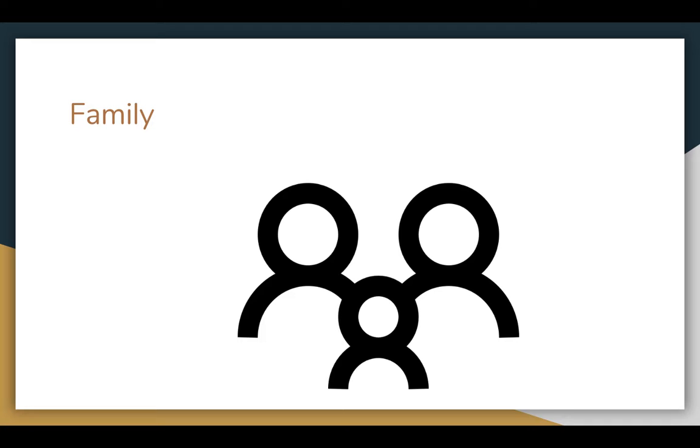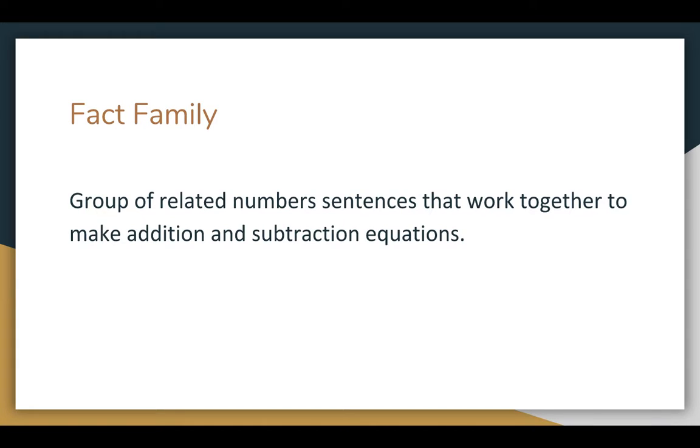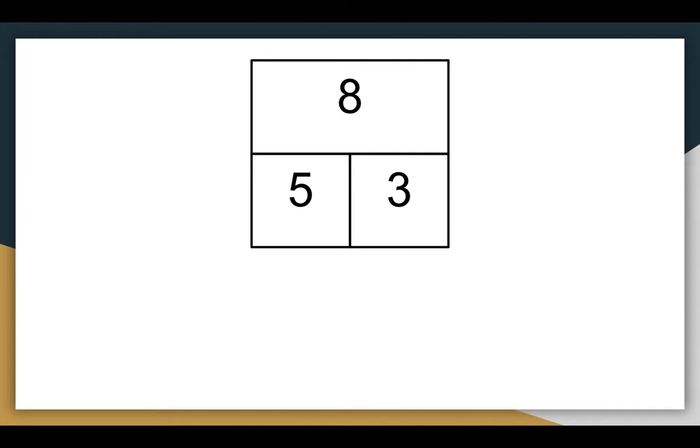So a fact family is made up of three different numbers, and I like to relate it to our part-whole box that we've been learning about. So in the fact family, we have a part, we have the other part, and then we have the whole. So there's three different numbers that make up a fact family. If we look at this part-whole box, we might have a part, another part, which is 3, and those two parts go together and make the whole, which is 8.